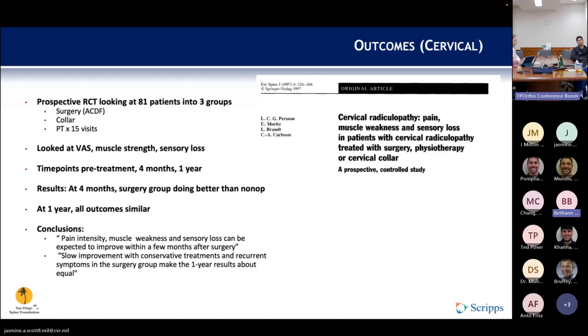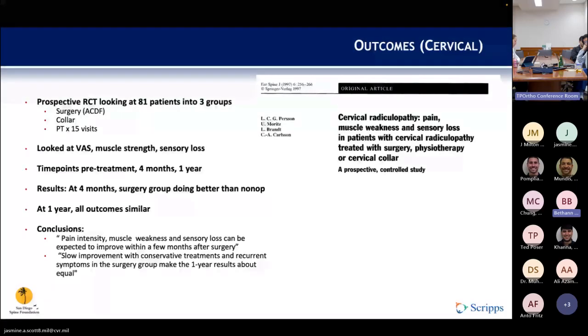And then, not to leave cervical out of this discussion, this paper looked at a prospective RCT, 81 patients, 3 groups: surgery, collar, or PT, specifically with 15 visits. They looked at various time points and patient-reported outcome scores. Basically, at 4 months, surgery did better than non-op. At 1 year, though, the outcomes were kind of similar.